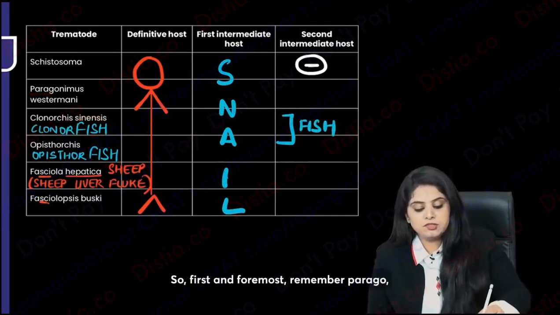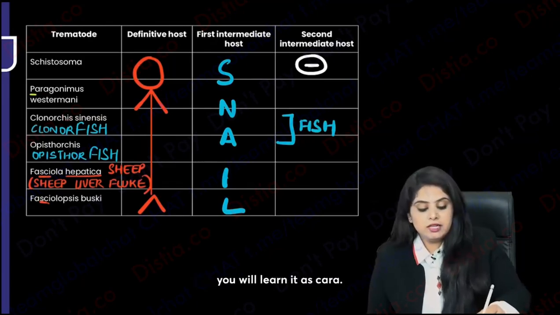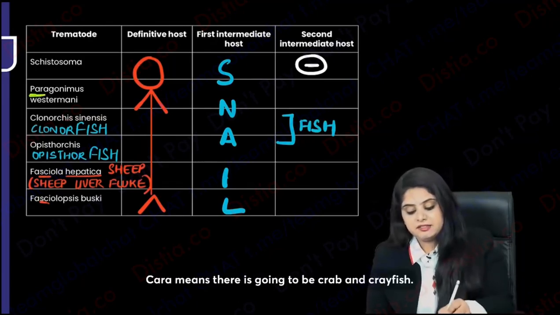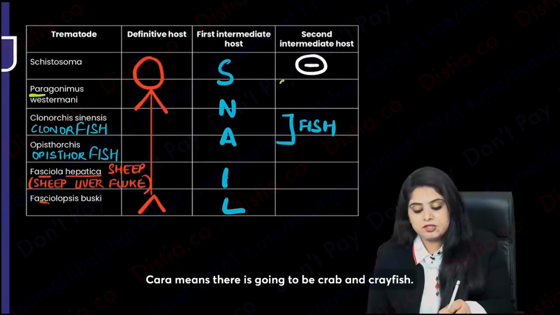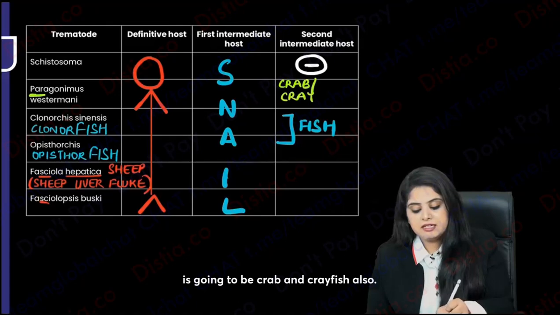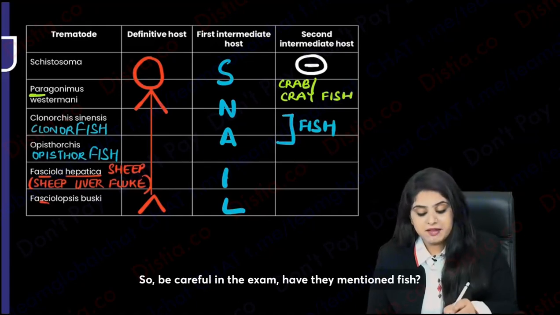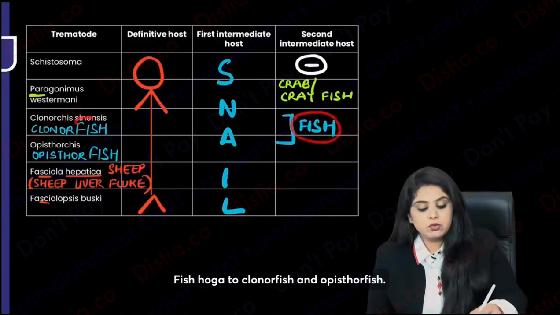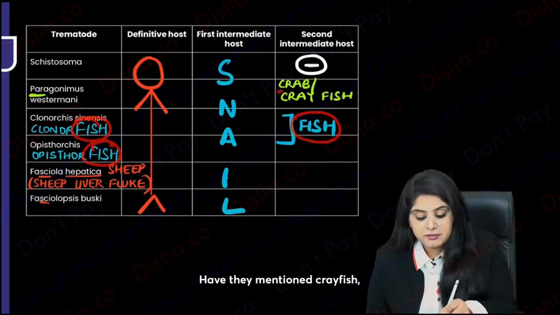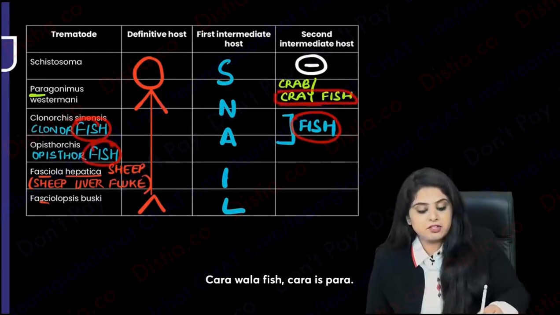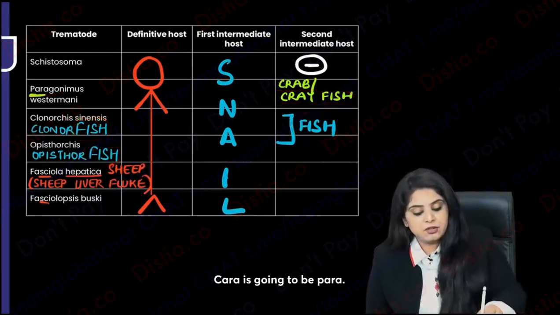Let's come to Paragonimus westermani. First and foremost, remember, para you will learn it as cara. Cara means there's going to be crab and crayfish. The second intermediate host is going to be crab and crayfish. So read carefully in the exam. Have they mentioned fish? Then it is clonorfish or opisthorfish. Have they mentioned crayfish? Cara wala fish. Cara is para.